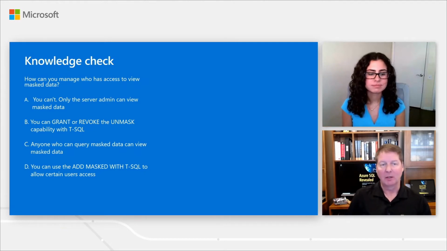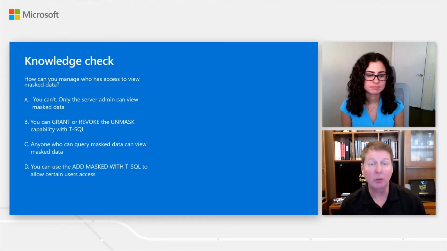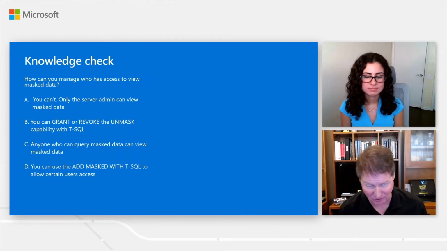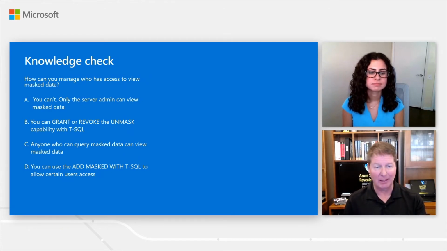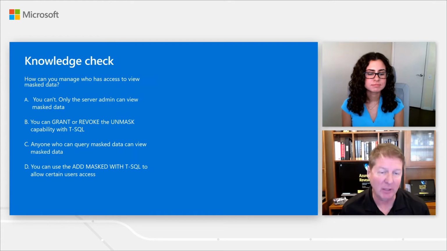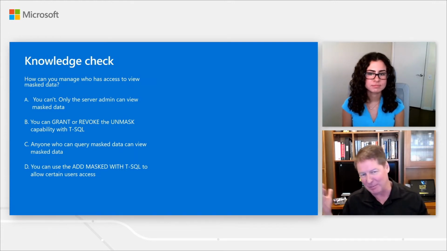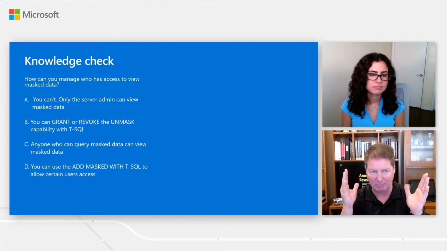Well, the question is, how do you manage who has access to view masked data? If you look at C, for example, anyone can query masked data that can view masked data. That goes against the whole idea, right? It can't be C, because that just goes against the idea of doing masking.